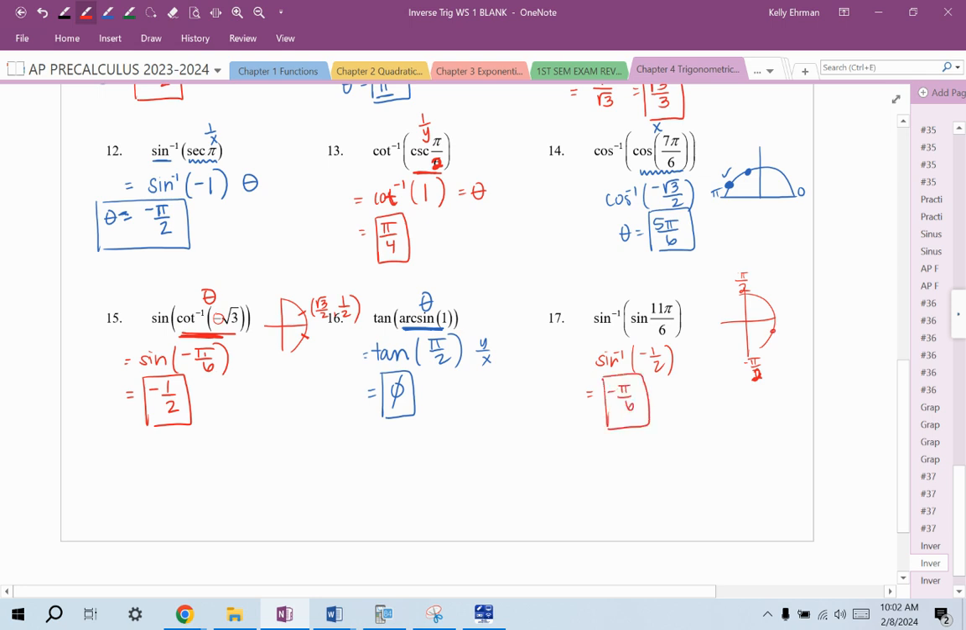So another way to think of that is, yes, these do cancel, but think of where 11 pi over 6 falls. Right here. And how am I supposed to name that? I'm not supposed to call it 11 pi over 6. The range of arc sine has to be a negative angle for that fourth quadrant.